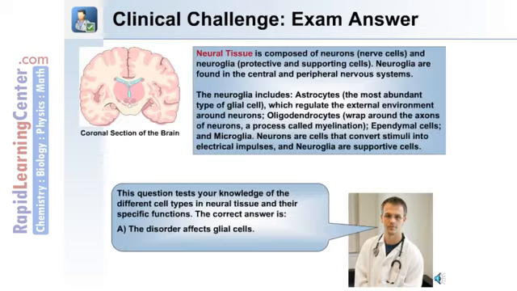Here's the answer to the question. This question tests your knowledge of the different cell types in neural tissue and their specific functions. The correct answer for this question was A. The disorder affects glial cells. Although myelination is performed by neuroglia cells, it's actually performed by oligodendrocytes, not astrocytes.